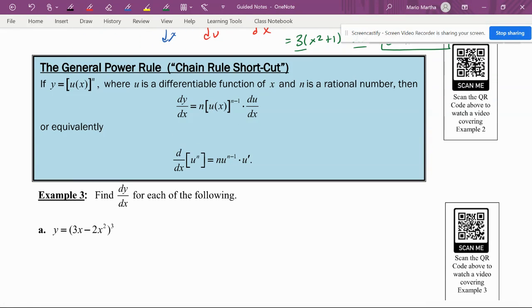So pretty much in example 2, you just looked at the general power rule, the chain rule shortcut, right? So this would be, again, part 2 of the first lesson. So y equals u to the nth power, the external function, with the internal function being dependent on x, u of x, where u is a differentiable function of x and n is a rational number. Then the derivative of y with respect to x is n times u of x raised to the n minus 1, times du dx, the derivative of the internal part, right? That would be like u prime of x. All right, and again, it's just rewritten right there.